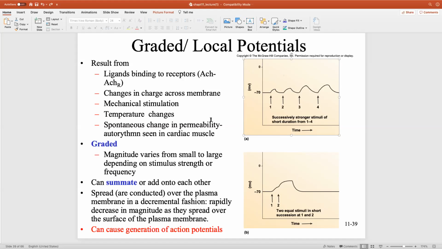So a lot of things can trigger a graded or local potential, including, like we mentioned before, release of neurotransmitter, a ligand, stretch, mechanical stimulation, temperature change, or even, in the SA node in the heart, spontaneous changes. Now, we say they're local or graded because they can add to each other, and the stronger the stimulus, the more likely you are to then have the ability to hit threshold. So they're graded, and that magnitude varies from small to large, depending on stimulus strength or frequency.